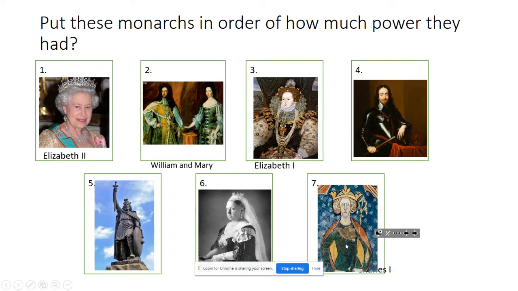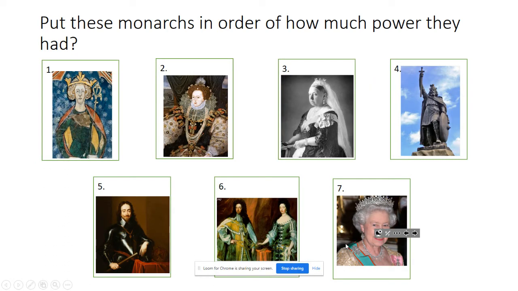Okay, so what do we have? In my opinion, this is what I would have done. I would have put Henry II right at the top. He's the most powerful because he has the largest empire of the time, and he has full control over it. He is the king. He has full power over his entire empire. He controls more land in France than the French king.